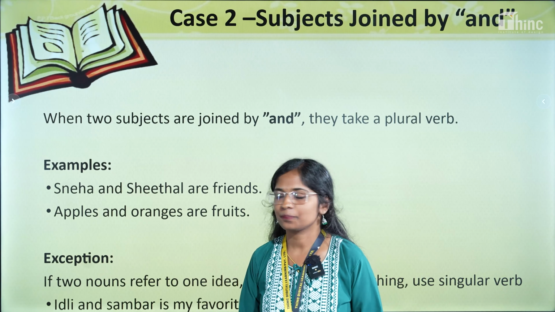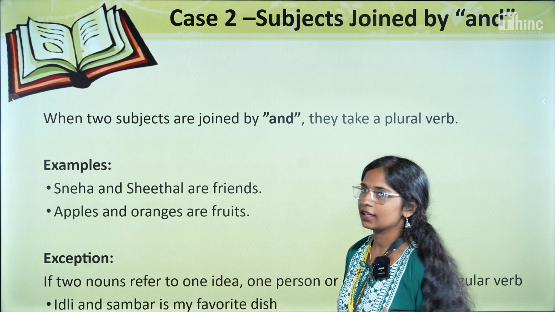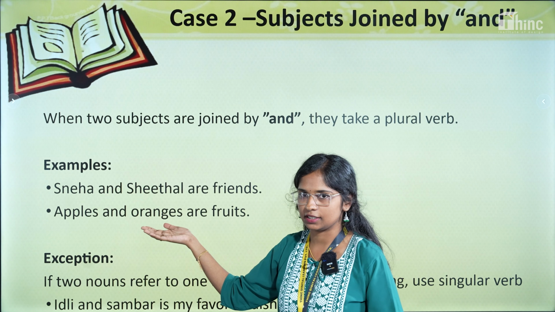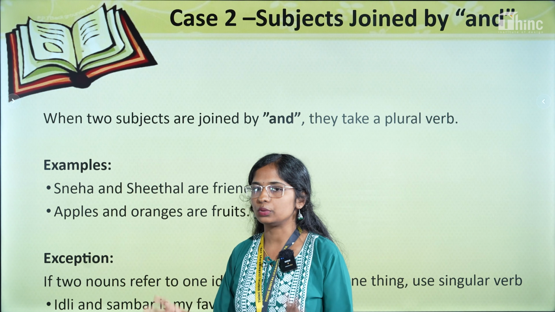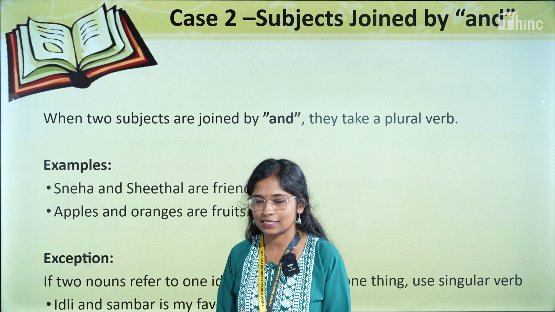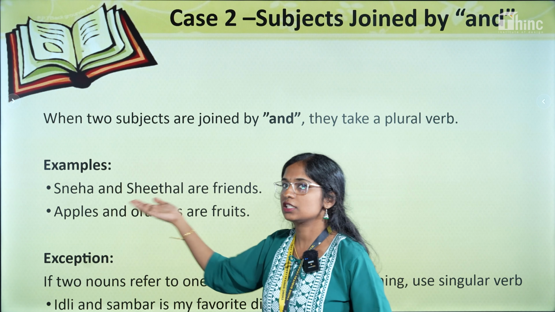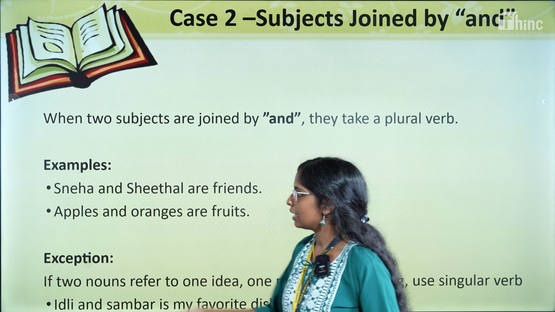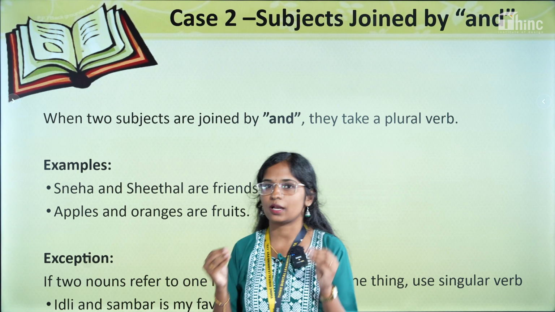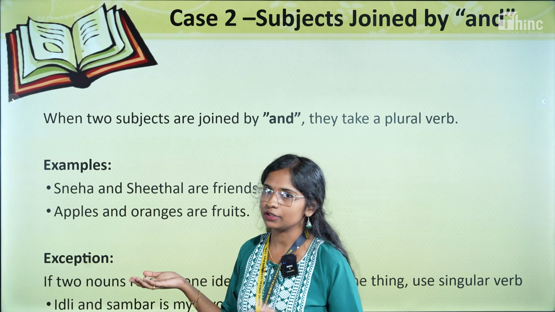In the next case, when two subjects are joined by and, they take a plural verb. Let us look at the examples here. Sneha and Sheetal. These are two subjects. Two singular subjects. When two singular subjects are combined by and, we take the plural form, are. Therefore, Sneha and Sheetal are friends. Apples and oranges are fruits. So, when two subjects are combined by and, we added the plural form of the verb.